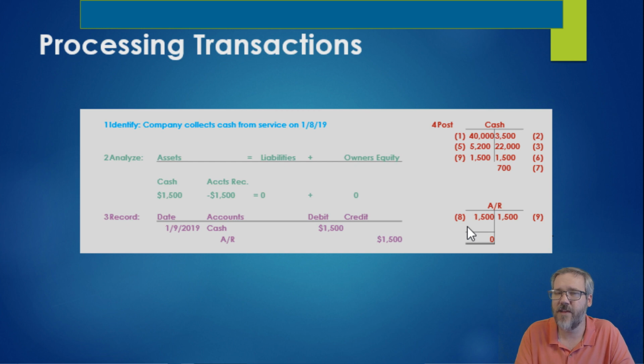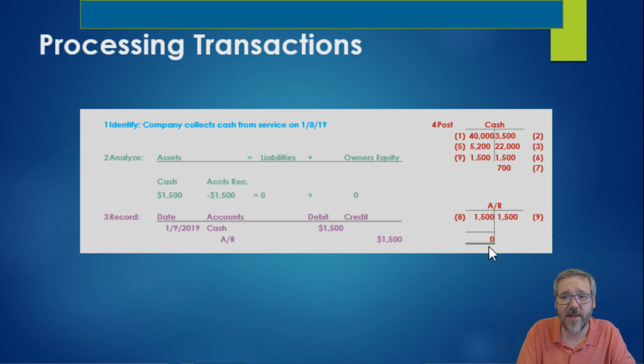So notice what we have here. Under accounts receivable, on the 8th, I recorded an increase of $1,500 because as of the 8th, I was owed $1,500. On the 9th, I got paid that $1,500. So on the 8th, I had a debit balance of $1,500. On the 9th, I posted a credit for $1,500 into accounts receivable. Notice I now have a zero balance in accounts receivable.